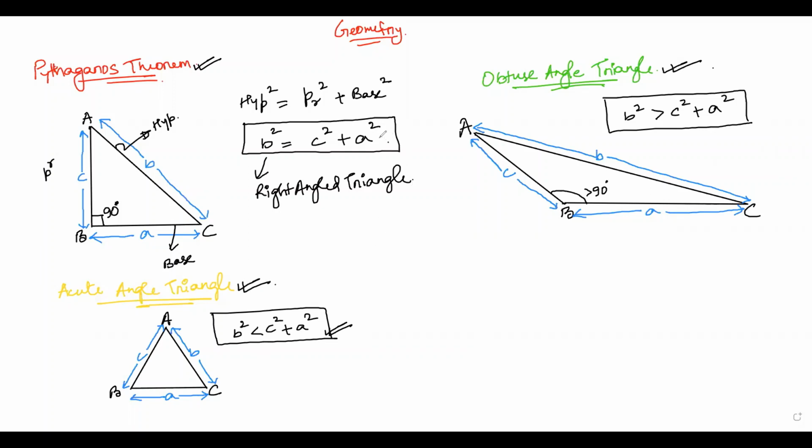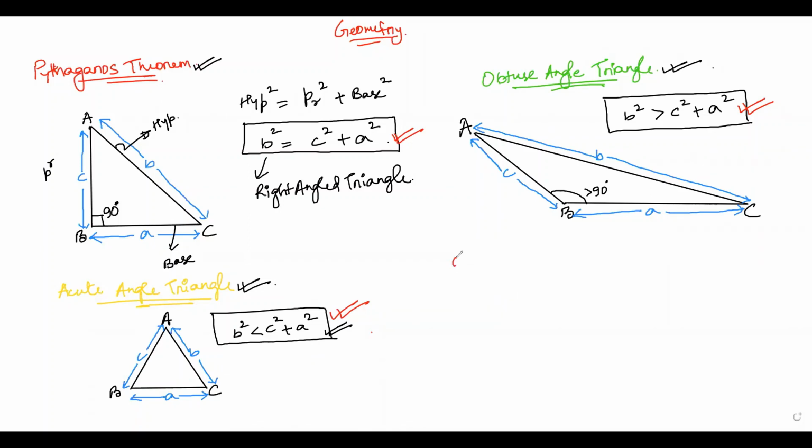So for a right angle triangle, the square of the length of the side opposite to the right angle is equal to the sum of the squares of the other two sides. For an obtuse angle triangle, the square of the side opposite to the obtuse angle is greater than the sum of the squares of the other two sides. And for an acute angle triangle, the square of the side opposite the acute angle is less than the sum of the squares of the other two sides. And the converse is also true.